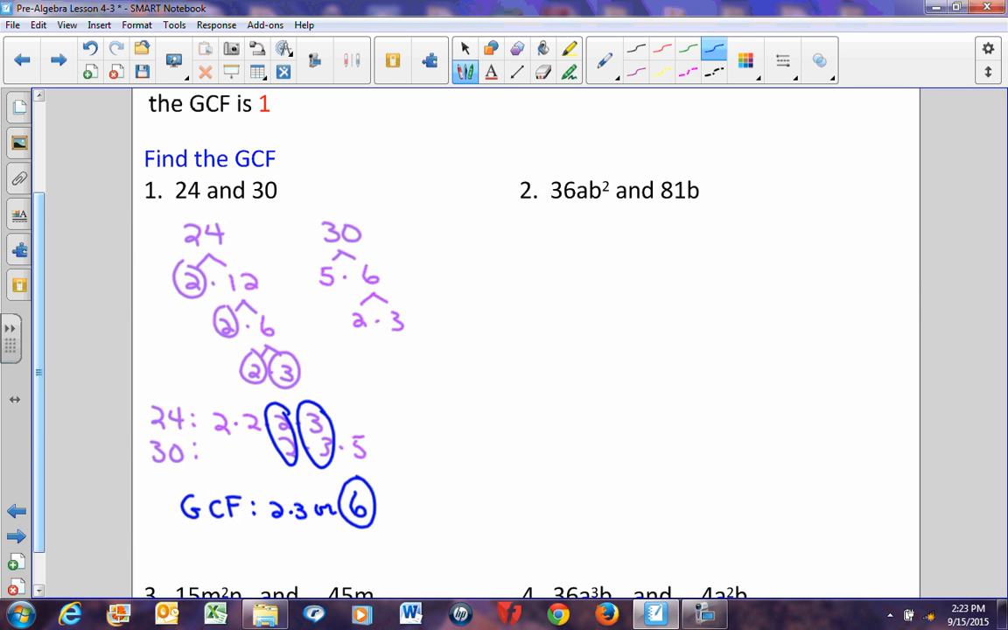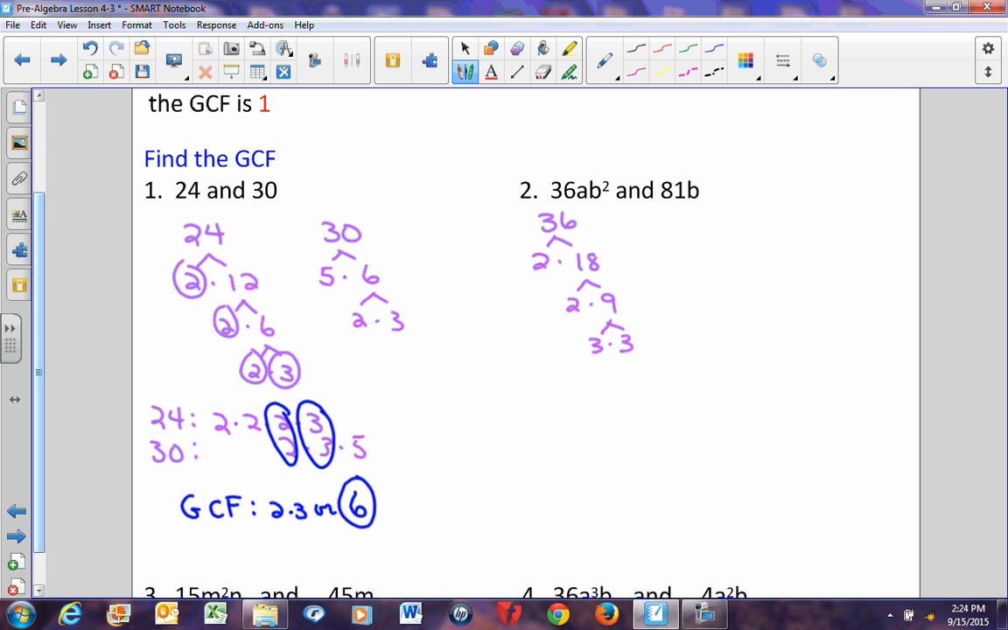If I have variables, I'm going to do basically the same thing. I'm still going to break it down using prime numbers. So I'm going to break this down, 36. I'll break the number down first, and then I'll break the variables down second. 36 is 2 times 18. 18 is 2 times 9. And 9 is 3 times 3.